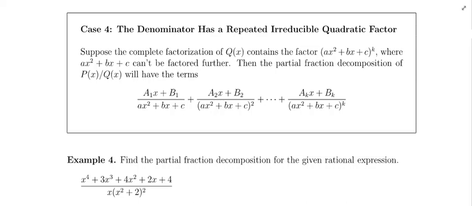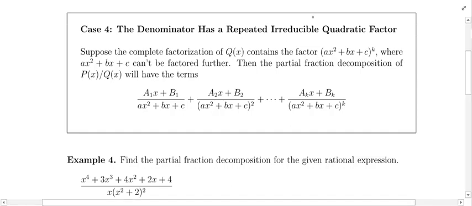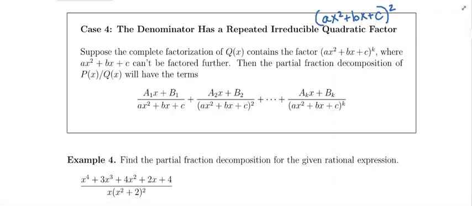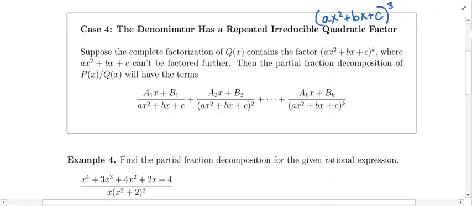In case 4, the denominator is going to have a repeated irreducible quadratic factor. All right, so we know what a quadratic factor looks like. It's going to have the form ax squared plus bx plus c, and it is going to be repeated, meaning it's going to appear in the factorization more than once. In doing so, it might just be raised to a power. So if it's squared, for example, that means it's being multiplied by itself. Or if it's cubed, that means it's being multiplied by itself 3 times. So that's how you're going to see it be repeated.